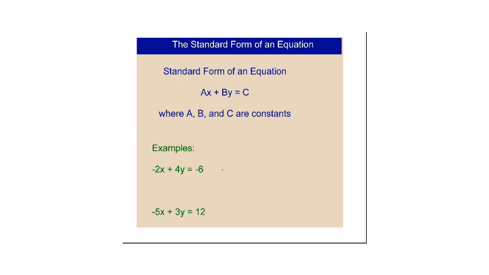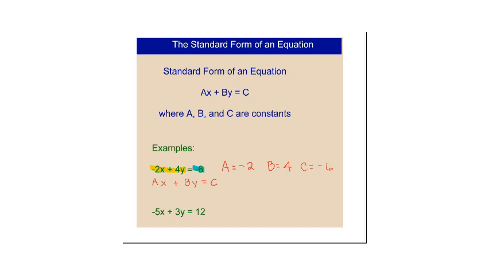So in this example, our A is going to be negative 2, our B is going to be 4, and our C is going to be negative 6. And so this is in the form of ax plus by equals c. The way I think about it is I have all of my terms that have variables on the left-hand side of the equation, and then I have the one term that is just a number on the other side of the equation, the right-hand side.